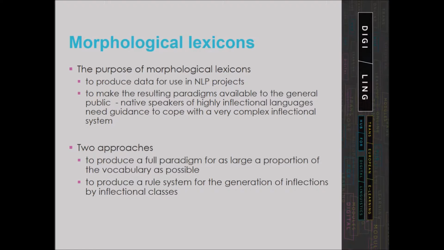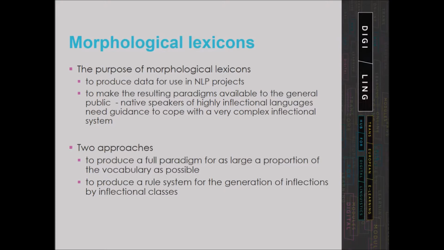We can think of two approaches in the generation of morphological lexicons. One is to produce a full paradigm for as large a proportion of the vocabulary as possible, and the other is to produce a rule system for the generation of inflection by inflectional classes. For some languages, such as Icelandic, described in the paper by Bjarnadóttir titled The Database of Modern Icelandic Inflection, in spite of centuries of research on morphology, the necessary data for a productive rule system was simply not available.